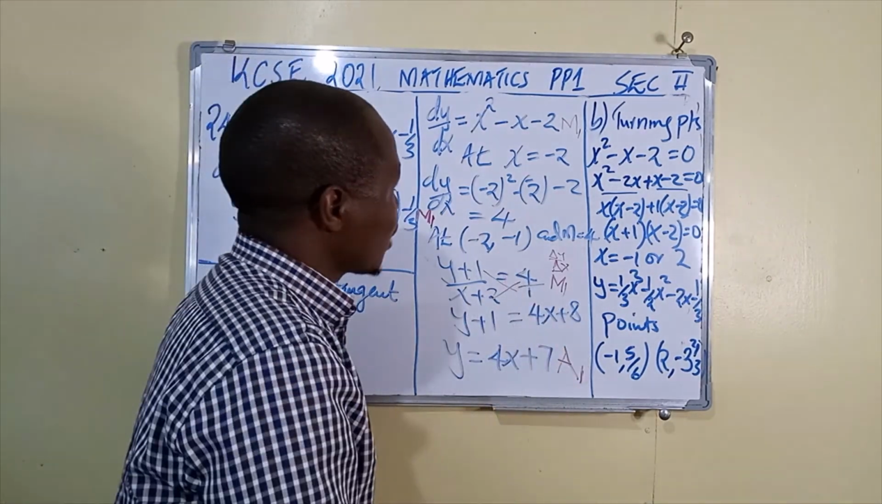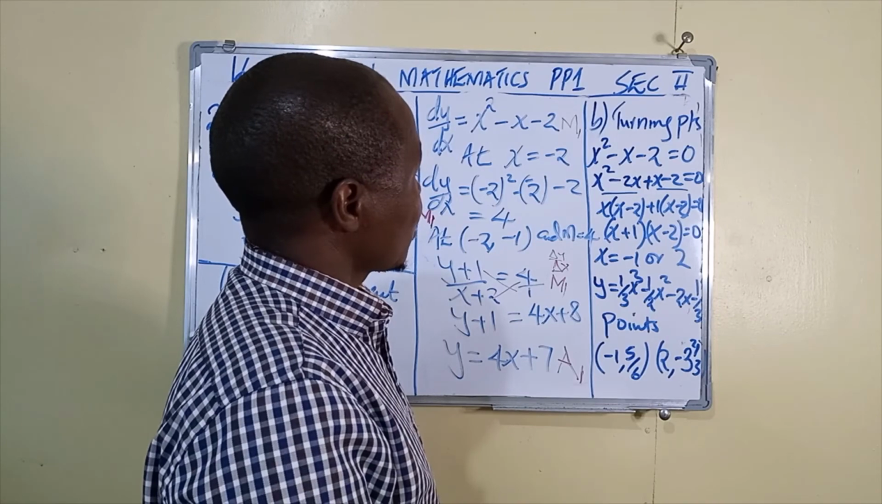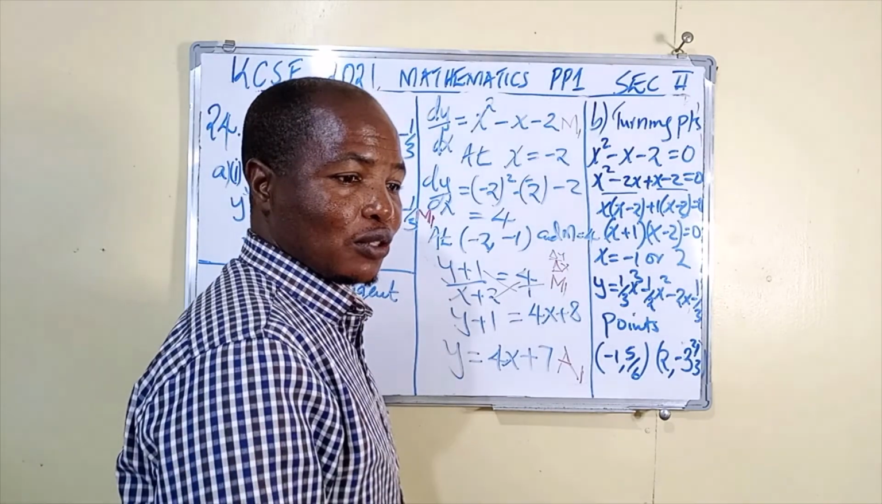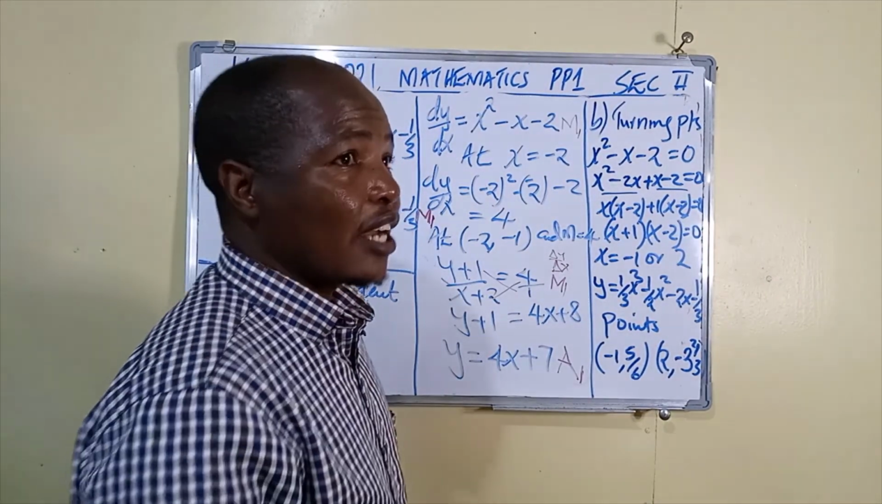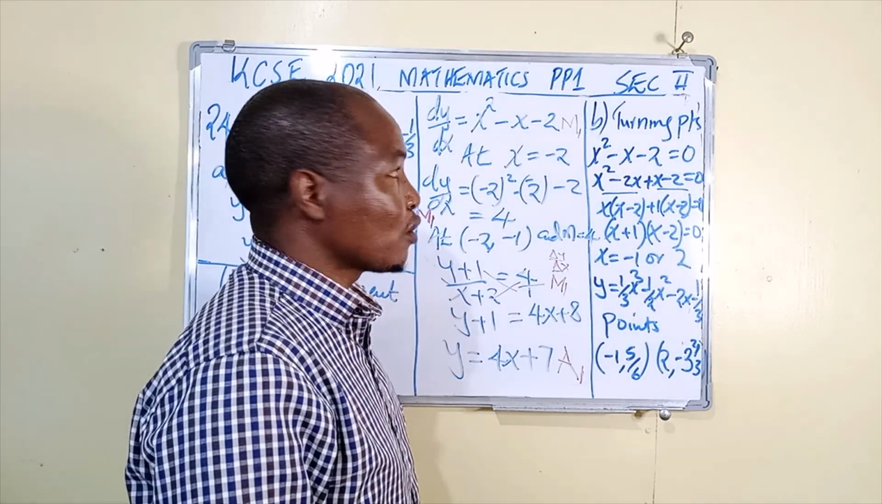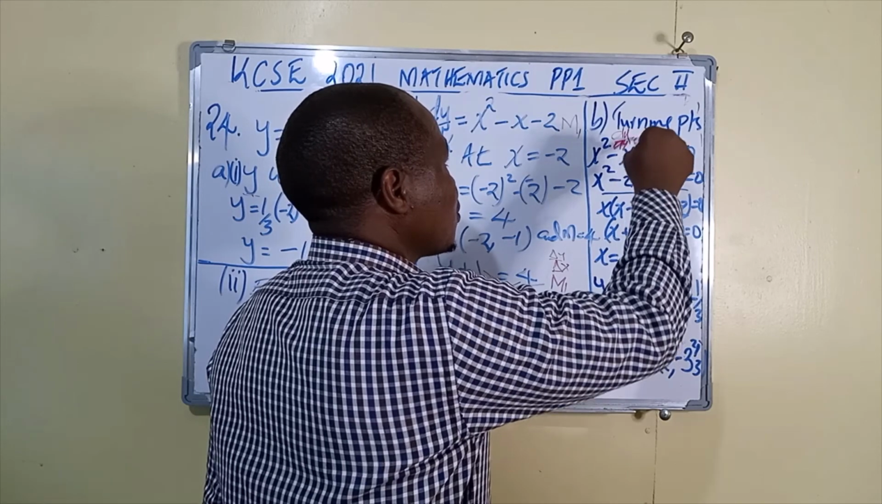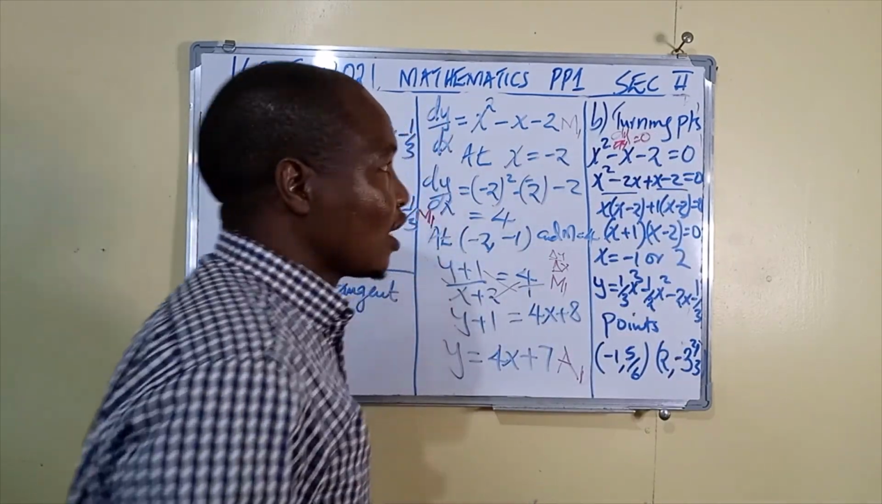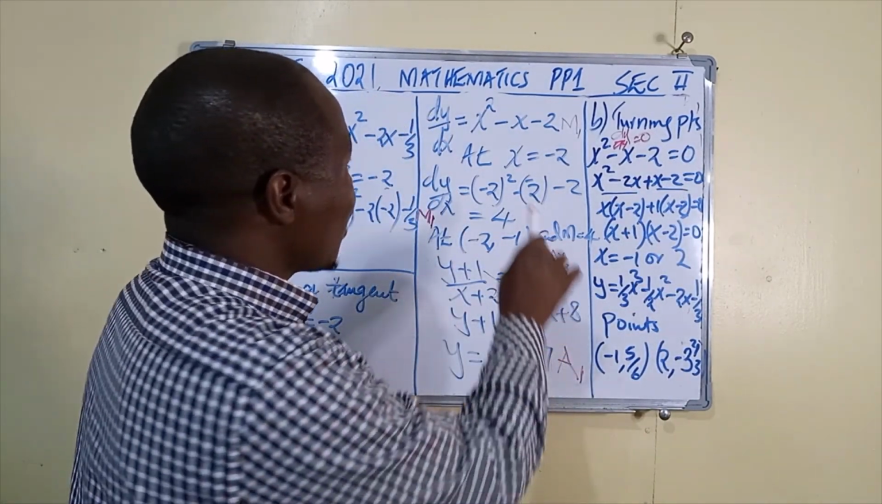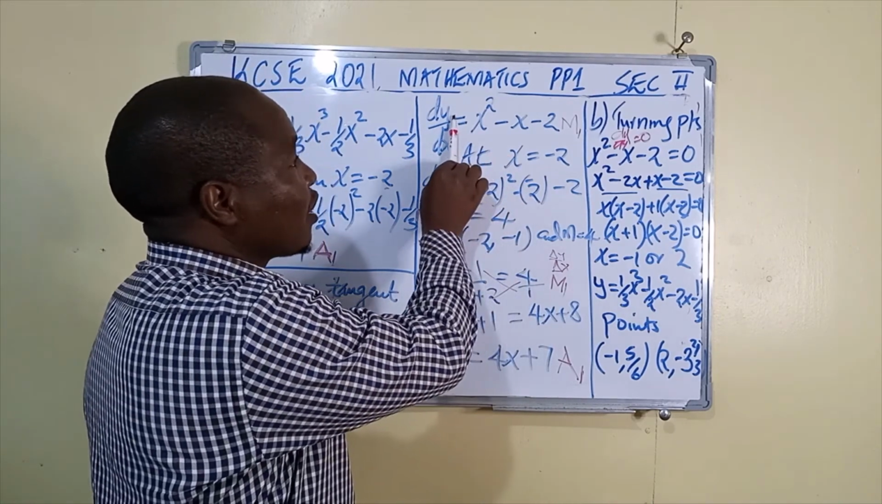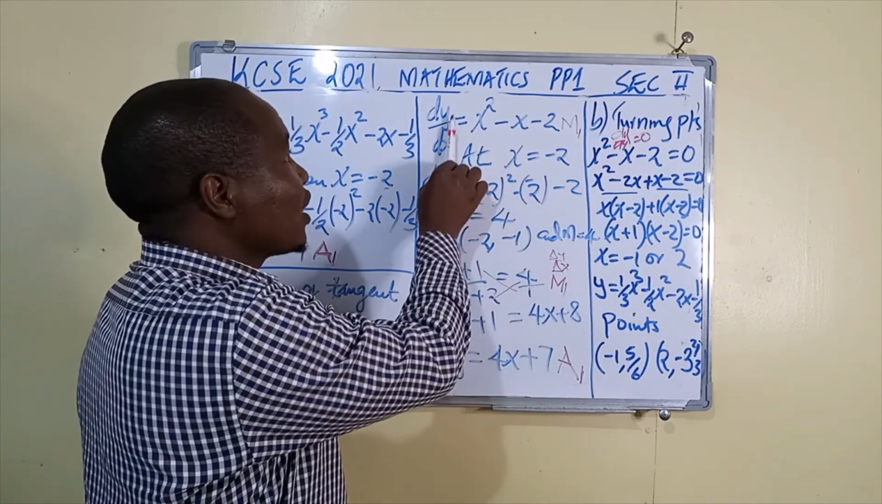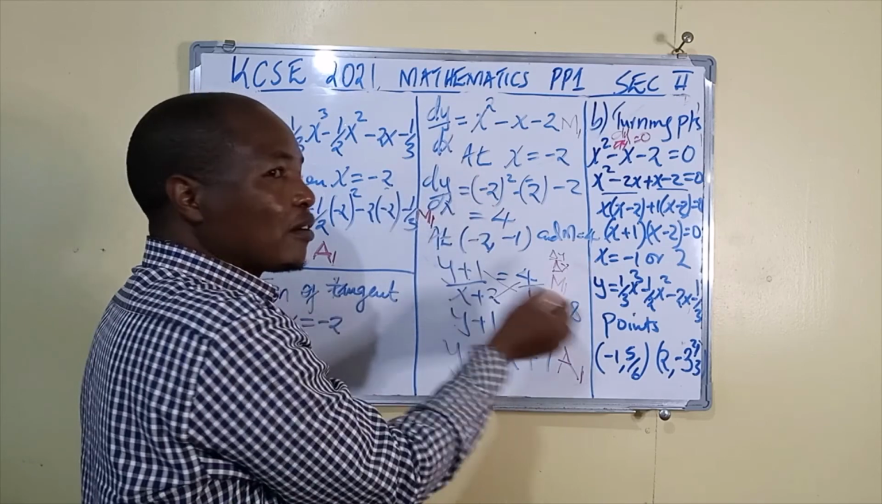We come to part P of the question, which was testing turning points. What a student should know is that at any turning point, the gradient function is equal to 0. dy/dx equals 0. That is at any turning point. Therefore, a student must have found the derivative at this point. So we don't need him or her to go back and do it again.